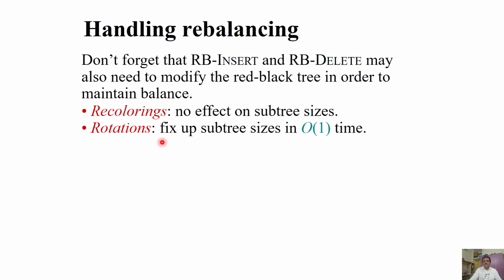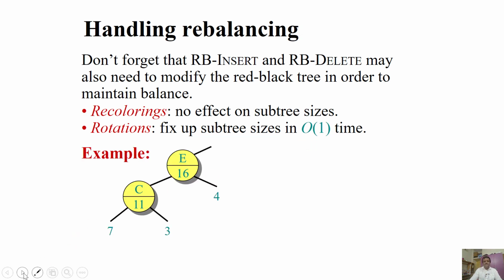So, fixing up the subtree size should be done in constant time, like rotation is in constant time. So, that we have to see. How to ensure that? Suppose we want to apply rotation on this. We want to make C go up, E go down. So, that is the left rotate, right.